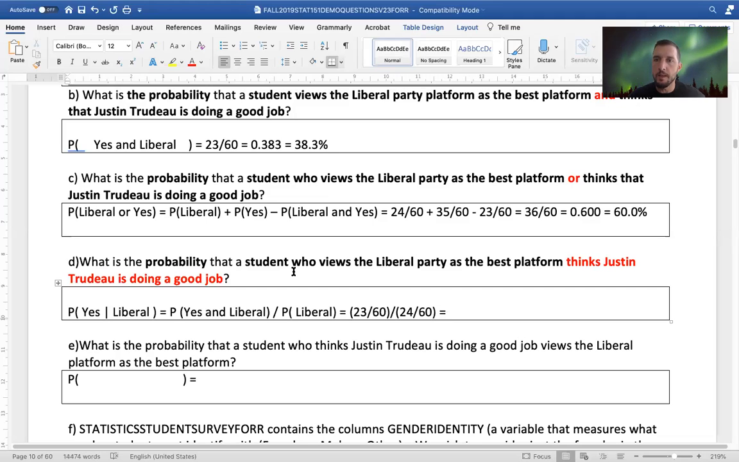What is the probability you think Trudeau is doing a good job given you have voted Liberal as the best platform? So that's why the yes goes first, because we condition on the fact that we are only looking at students that have selected Liberals and then asking if they think or do not think, well, in this case, if they think Trudeau is doing a good job. So it very much matters which goes first, because the condition, in this case Liberal, has to sit on the denominator of the problem.